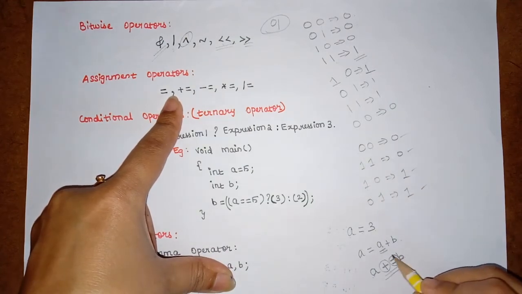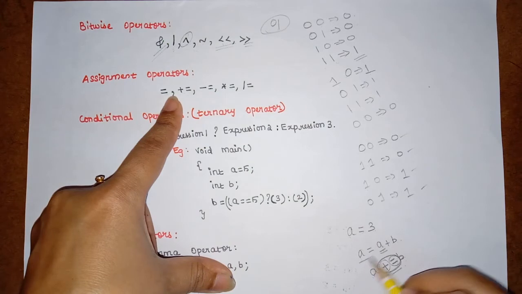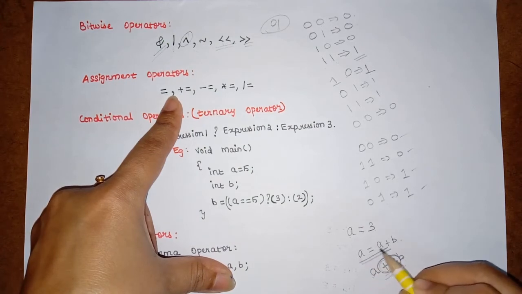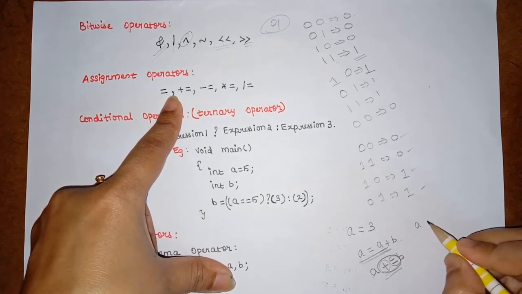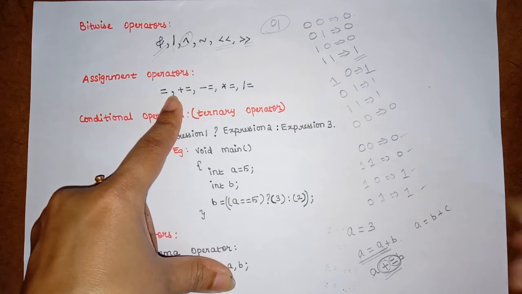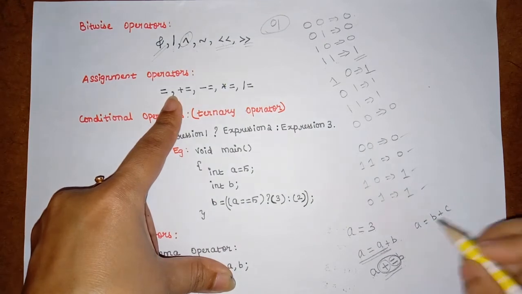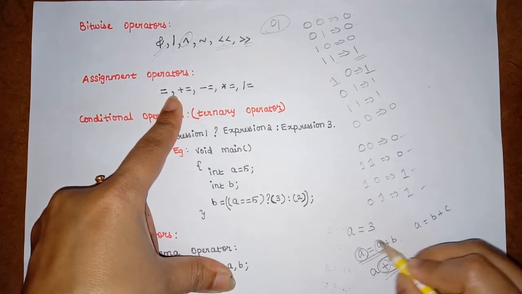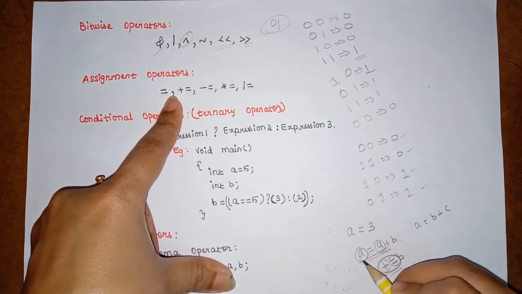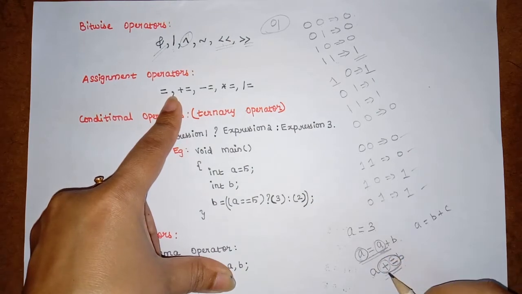And this can be applied only if we have terms like this, that is A is equal to A. Okay, if for example we have A is equal to B plus C, then we cannot write like this, that is A plus is equal to B. We cannot write like this, it is not applicable. Only when this operand and this operand are the same, at that time we can rewrite like this.